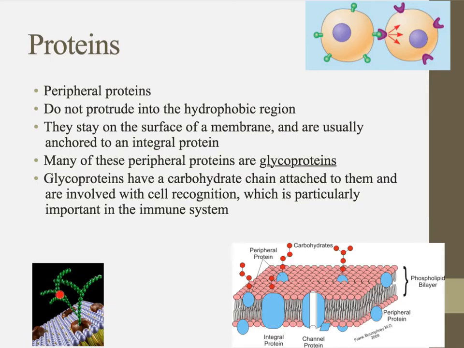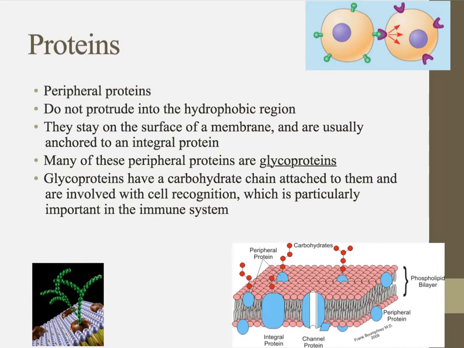So here's a better picture of those glycoproteins, okay? Proteins and then the glyco or sugar chain. And we need to know that glycoproteins have a carbohydrate. That's a type of sugar. Well, that's not true. Sugar is a type of carbohydrate. But anywho, a carbohydrate or sugar chain attached to them. And this is really important with cell recognition.